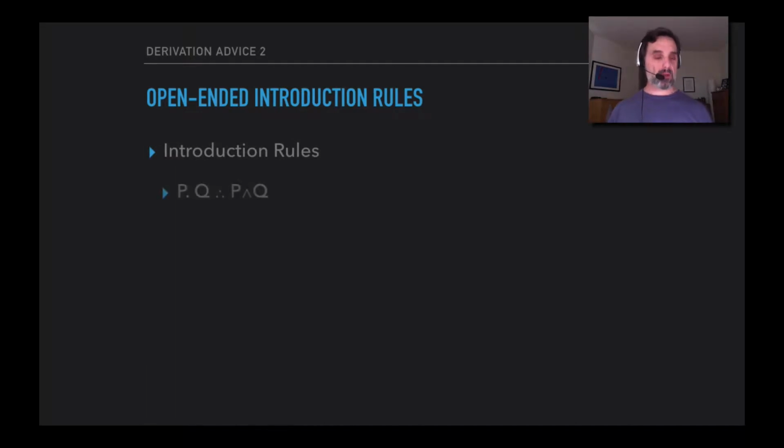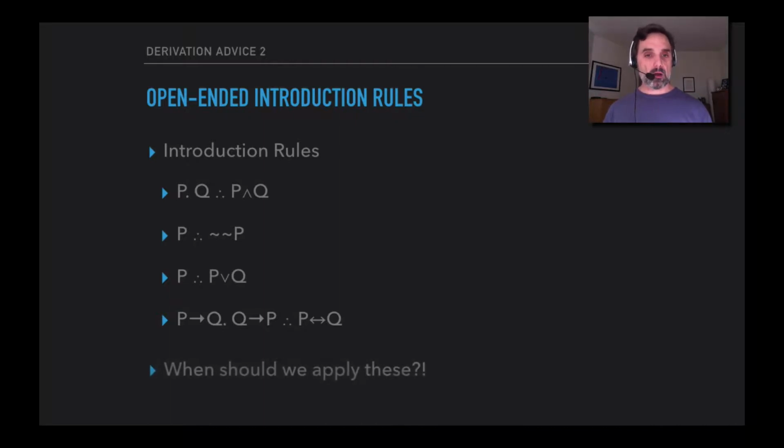Okay, so introduction rules first. So what are they? P, Q, therefore P and Q. P, therefore not P. P, therefore P or Q. You could also have P, therefore Q or P. And if P, then Q, if Q, then P, then what? P if and only if Q. So the question is, when should we apply these? Should we always apply them? No, we shouldn't, because you could always just apply, say, adjunction and addition, the first 3, repeatedly, going on and on without end. And so we have to know when we want to use them and when we don't. What sort of situations are we looking for?